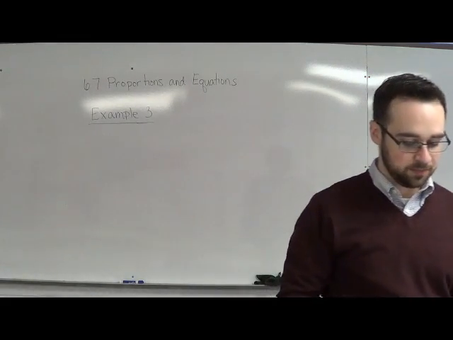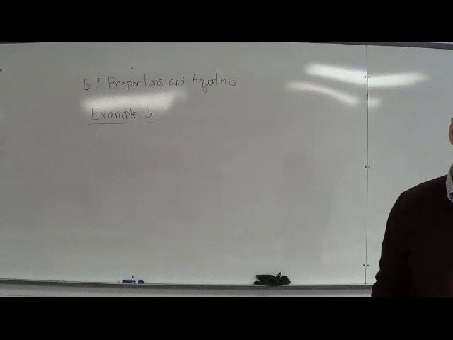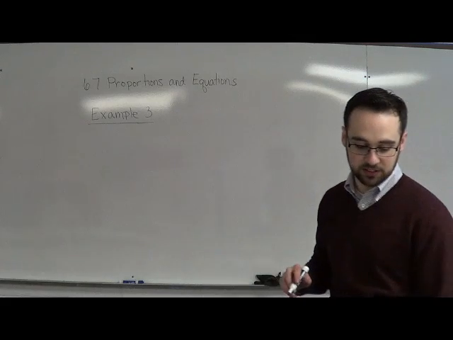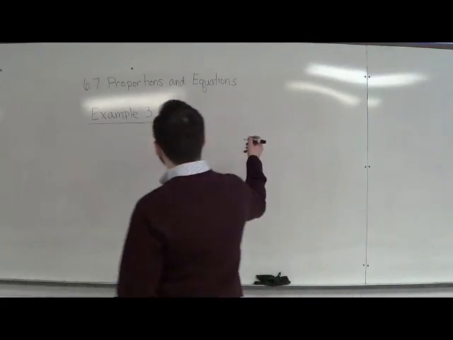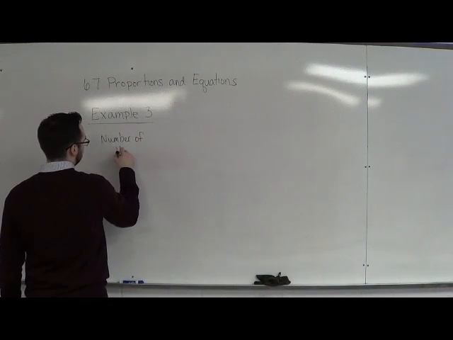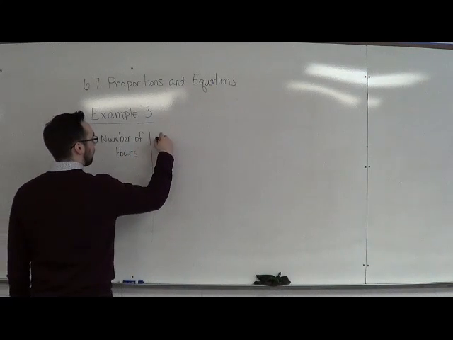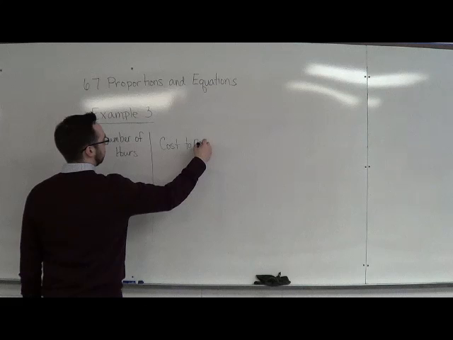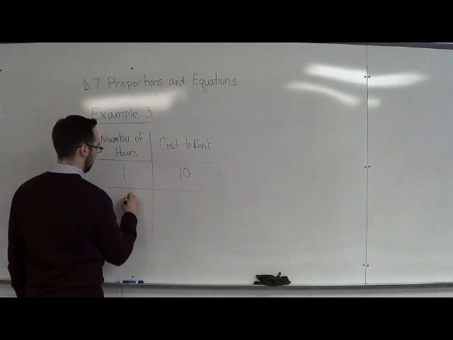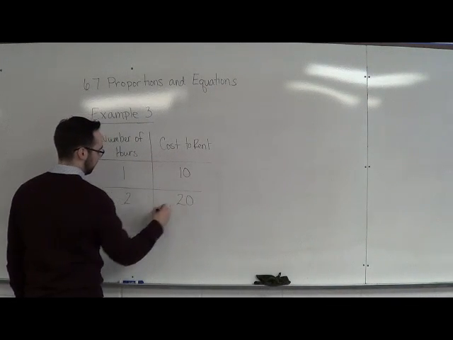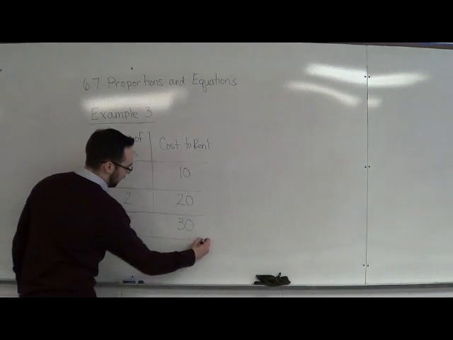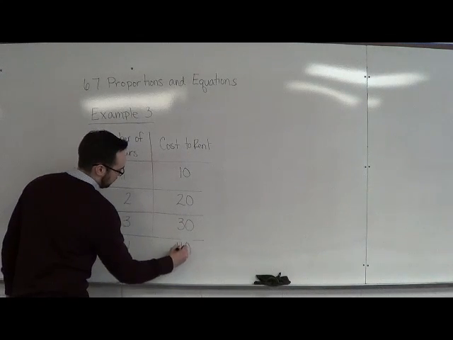This time they give us the table. So it says the cost of renting a jet ski at a local marina is shown in the table. They want us to write a sentence and an equation to describe the data, then find the total cost of renting a jet ski for 6 hours. So they give us a table that has the number of hours and the cost to rent. So I rent for 1 hour, it costs us $10. If I rent it for 2 hours, it costs us $20. If I rent it for 3 hours, it costs us $30. And if I rent it for 4 hours, it costs us $40.